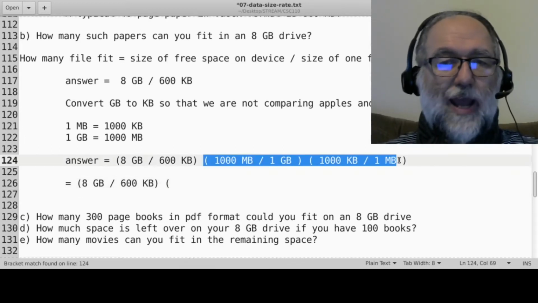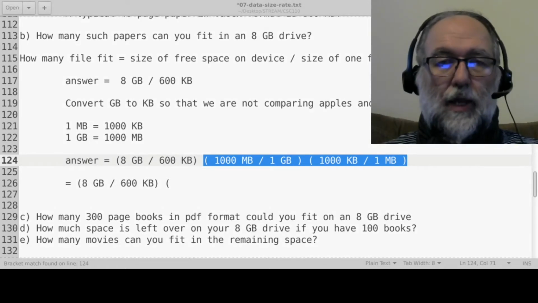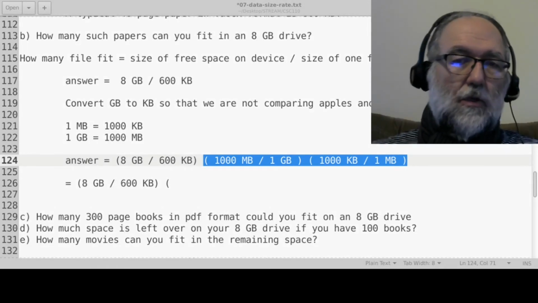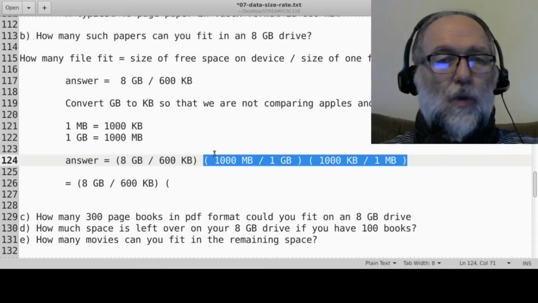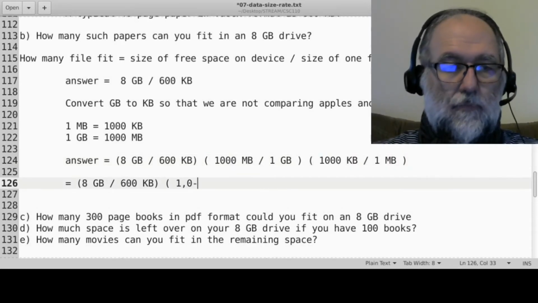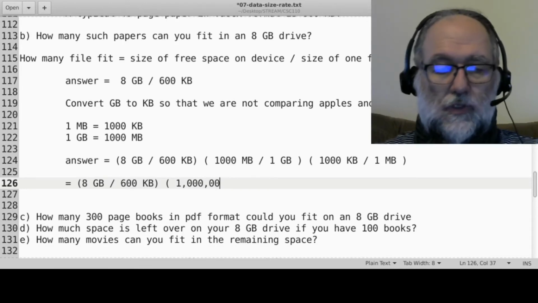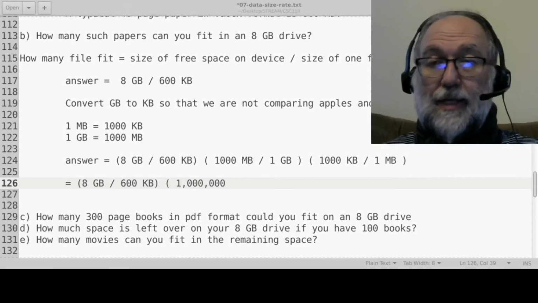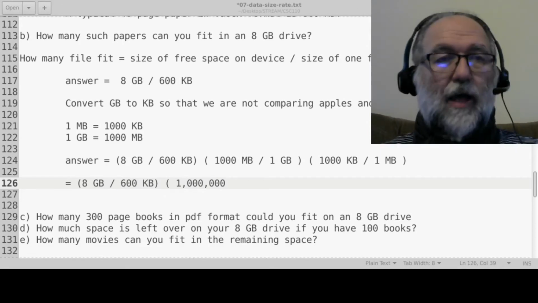If I multiply these two fractions together, just those two, we'll multiply the rest of it later, just those two, we'll see what happens. We get, let's do the numbers first. 1,000 times 1,000 is a million. And I'll put the commas in there so you can see there's a million. That takes care of the numerical value.